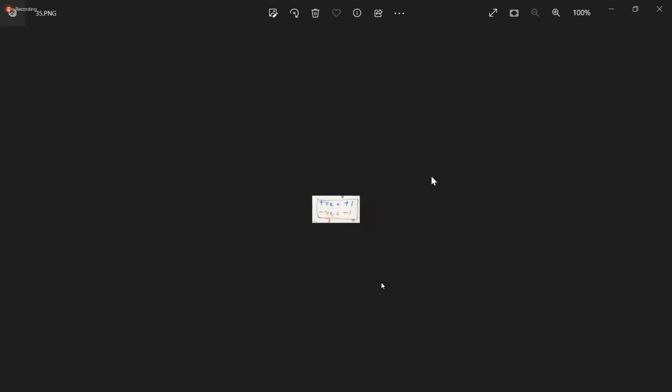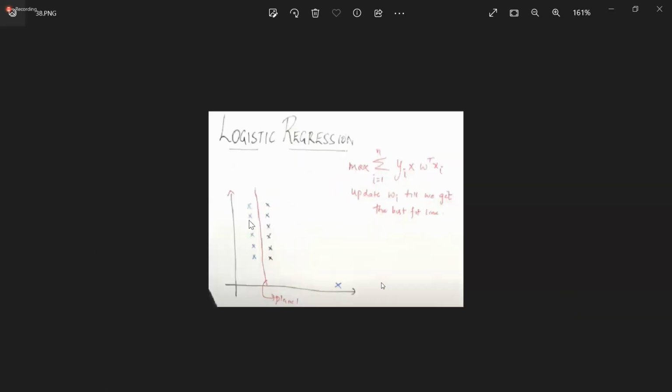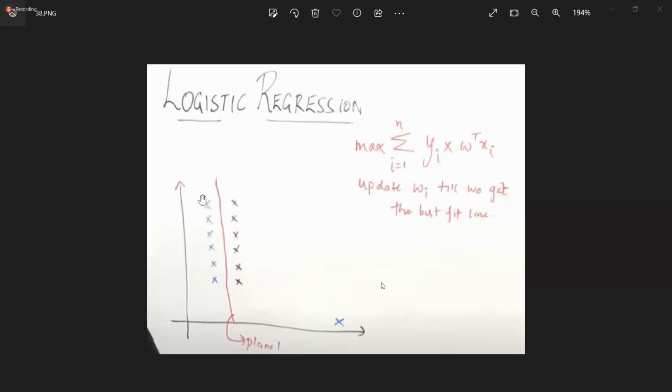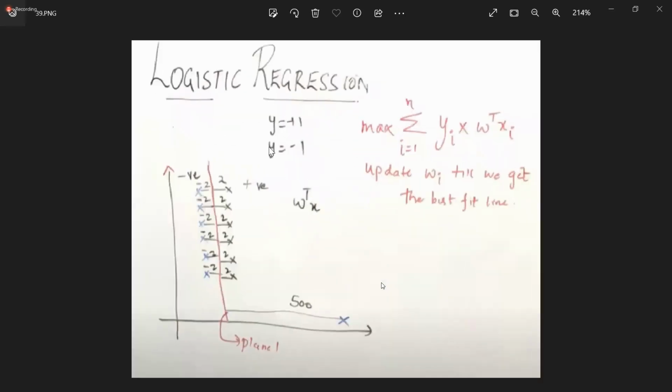But let me tell you, if the data has an outlier, I'll give you another example for this. Okay, look at this. Once again, logistic regression. The first thing is, this side is blue points, this side is black points. Assume the black points are positive and the blue points are negative. So let's compute, and 500 is an outlier. Did you see 500 or not? 222 and 500 is an outlier.